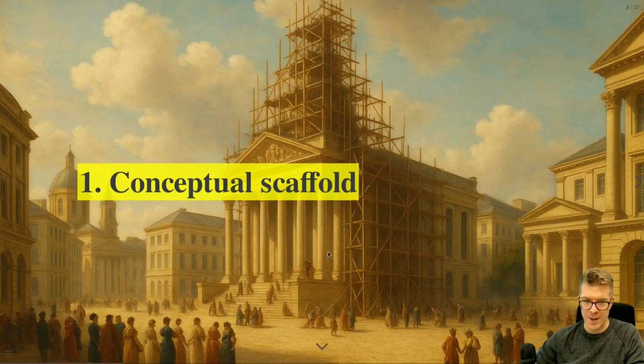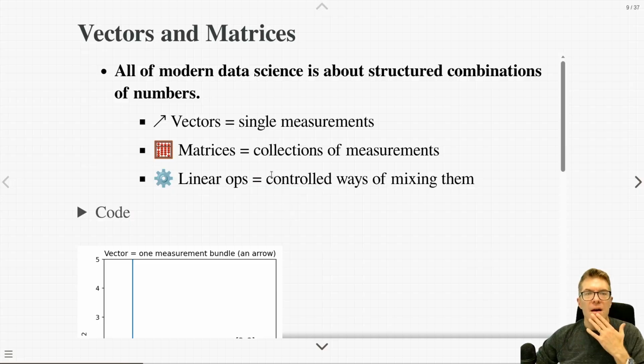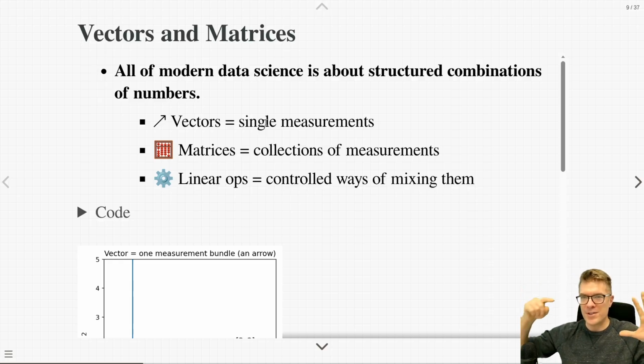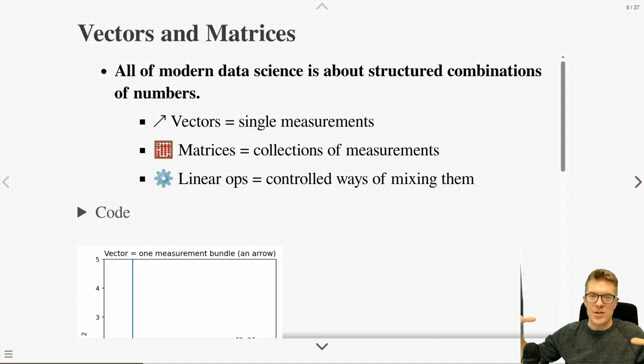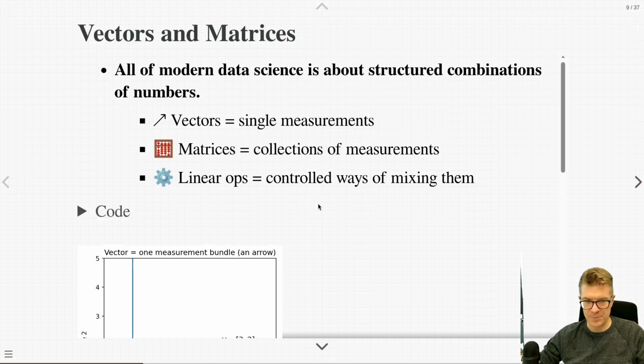So let's scaffold our conceptions a little bit. This is a bit of a severe claim, but I think I can make this reasonably. All of modern data science is about structured combination of numbers. It's all about the numbers. Vectors are a single measurement. They're one-dimensional in some sense, but they have multiple measures. Matrices are collections of measurements. This can be like rows of data over columns of measurements. And linear ops is the procedures, the functions, the methods we have of mixing or combining them in linear ways, which we'll define as we go.